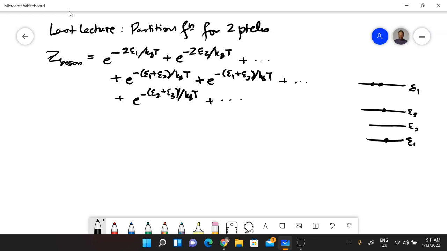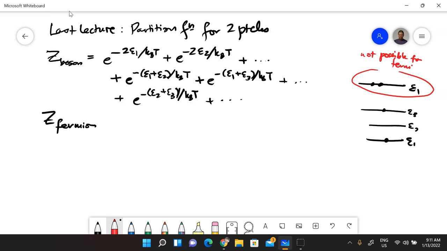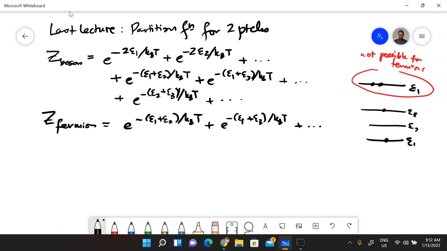Right, and that is for bosons, and for fermions it is simpler because this one is not possible for fermions. So the top line is going to be absent for your fermions. But you just have the other lines, and so on and so forth.